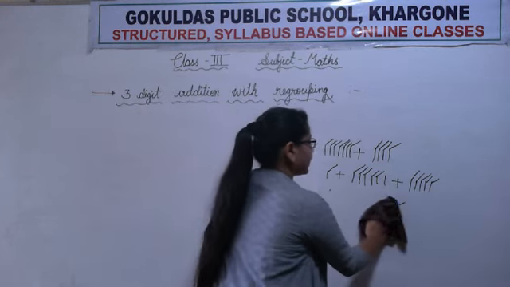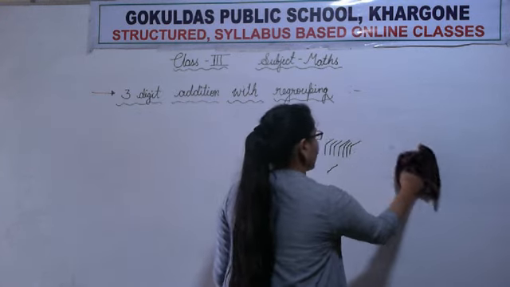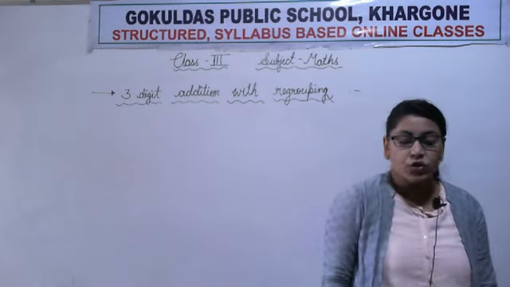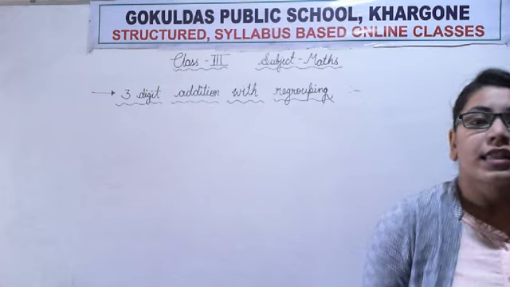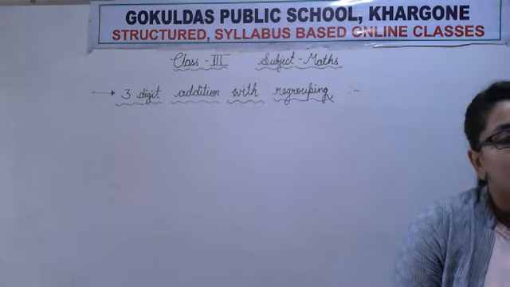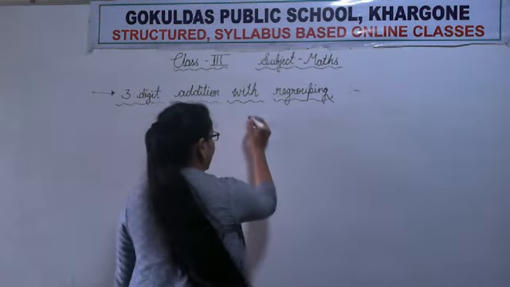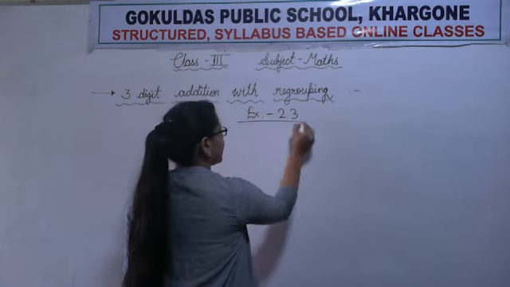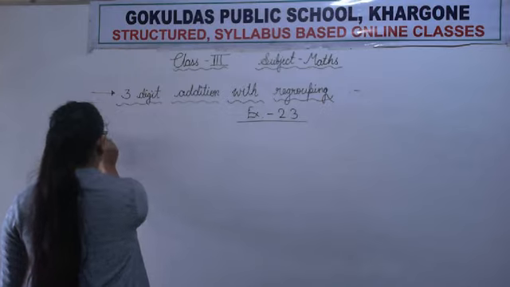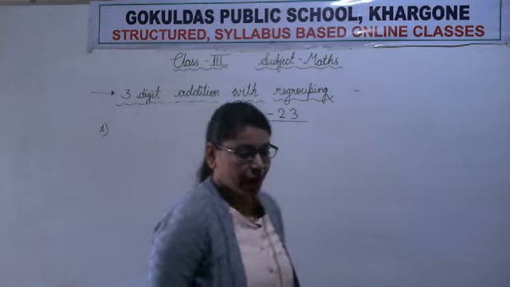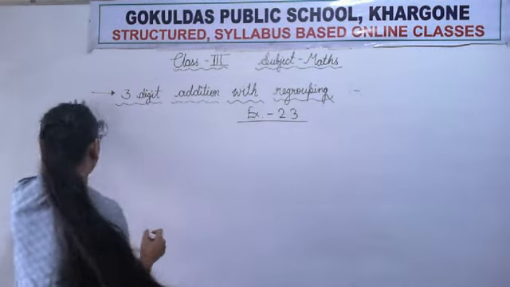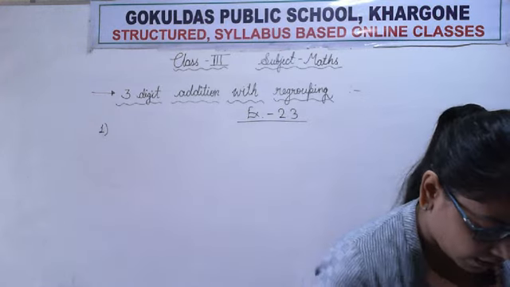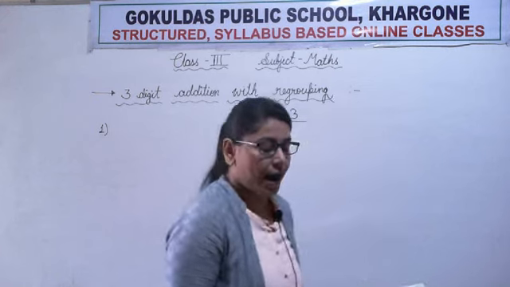So your exercise 2.3 is based on the same topic. Your exercise 2.3 is based on 3 digit addition with regrouping. So let's try some questions of exercise 2.3. Question number 1. Add the following. Now we'll start from part A.